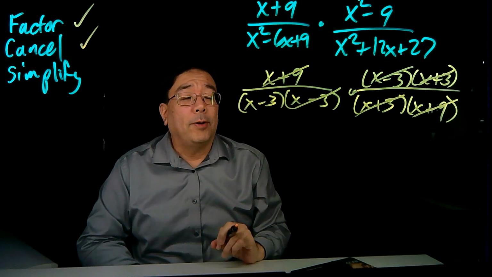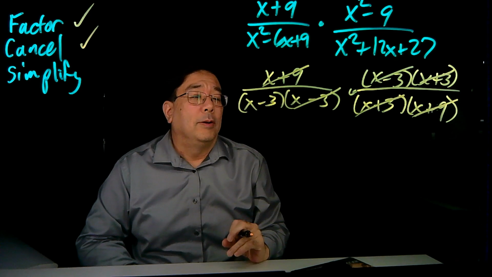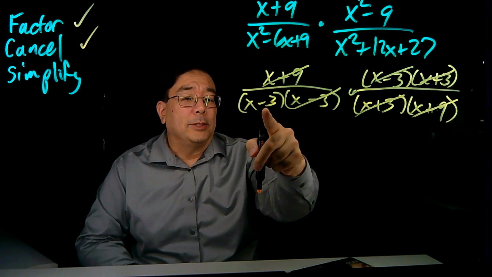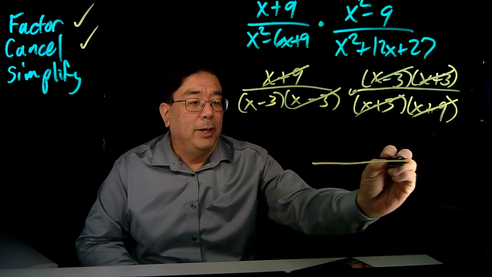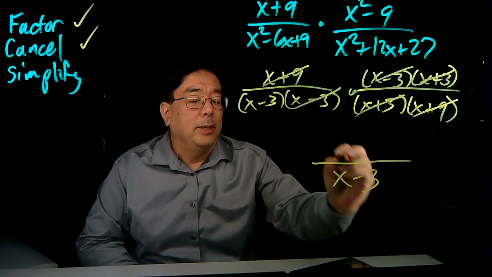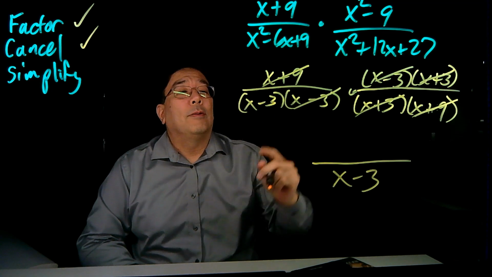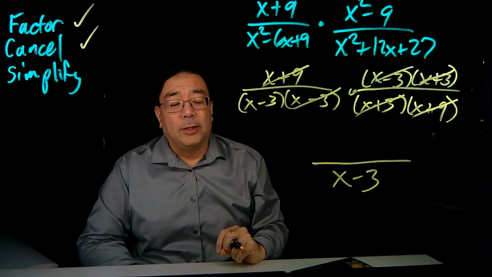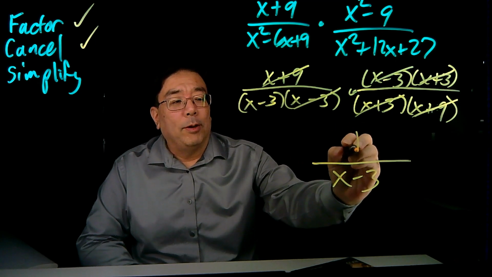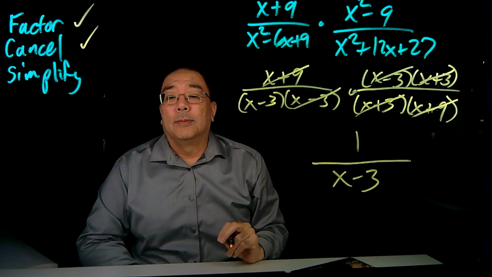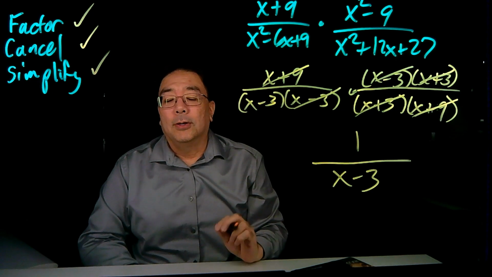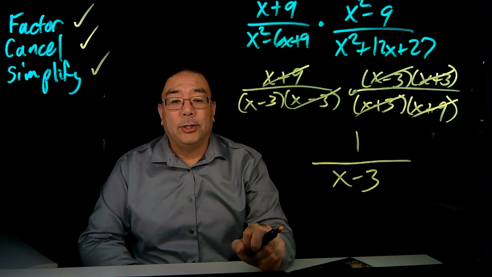And simplifying just means what's really left over. On our denominator, everything canceled except for this (x - 3) here, right? So we still have that (x - 3). And in the numerator, it looks like everything canceled, but remember, you always still have that factor of 1. So you still have that 1 in the numerator. So for these types of problems, again, it's factor, cancel, and simplify. And that's how you do that type of problem.